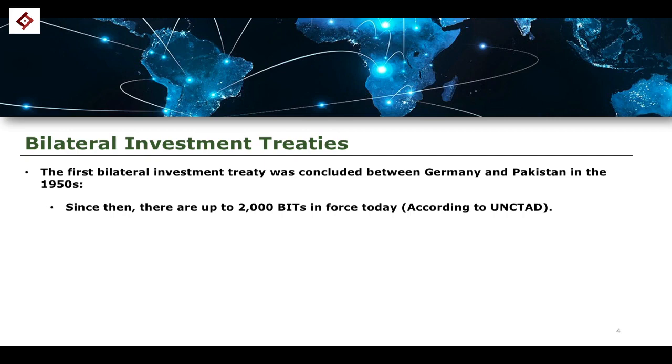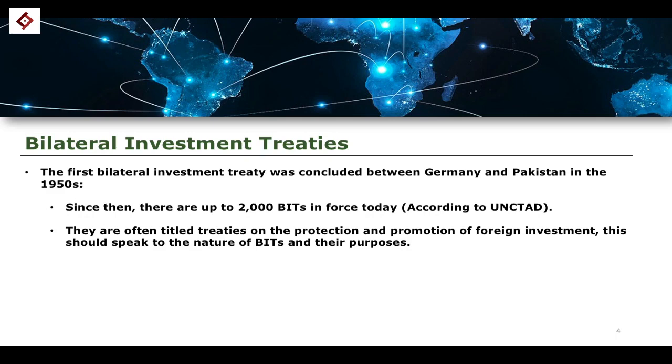And since then, there have been up to and including 2,000 bilateral investment treaties that are in force. I believe the number is closer to 2,700. This is according to UNCTAD. UNCTAD have a very good database that documents bilateral investment treaties which are in force. They're often titled Treaties on the Protection and Promotion of Foreign Investment, and so this should speak to the nature and purposes of a bilateral investment treaty, given the fact that they are essentially created to protect and promote foreign direct investment.